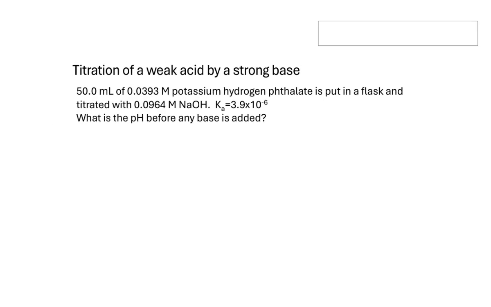Now that we know the volume at the equivalence point, I'm going to just take a note. Volume at the equivalence point is 20.4 milliliters, so that's the volume of sodium hydroxide required to reach the equivalence point. Now that we know that, we can start looking at these other calculations. The first thing is to determine the pH before any base has been added.